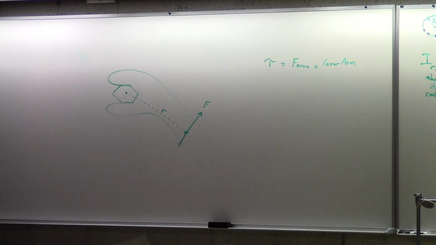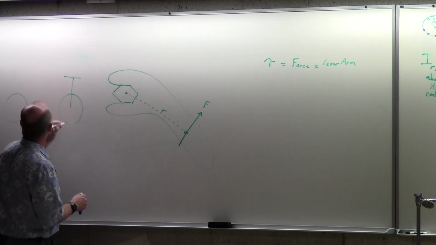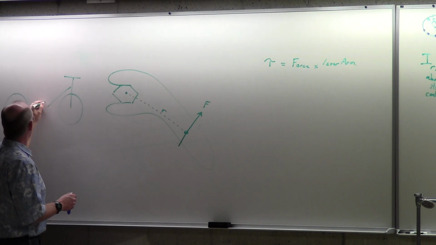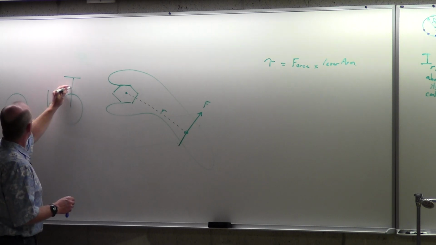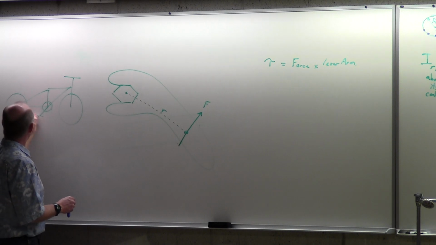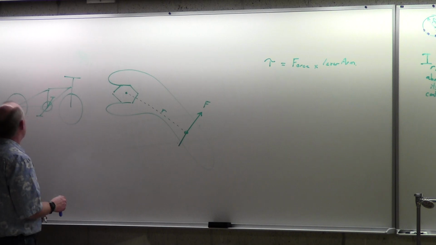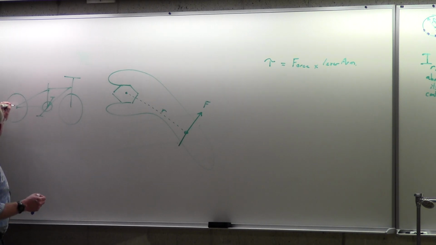But another good example is just the riding of a bicycle. If you've ever ridden a bicycle, you will know there are times where you don't really feel like pushing very hard with the pedals. So how can you get a lot of torque without having a lot of force from your legs? Change the lever arm. And so you have a gear system.